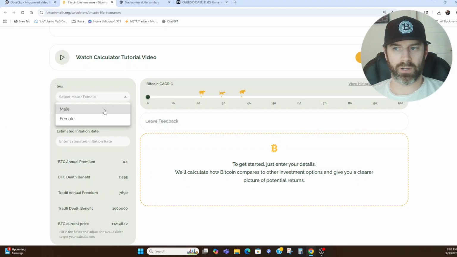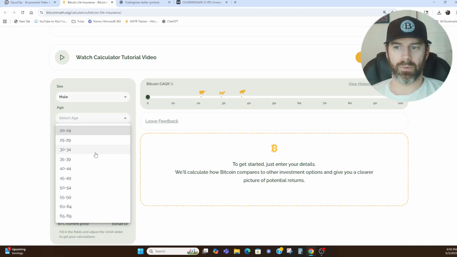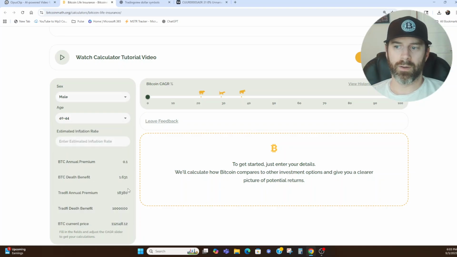Now, as you key in some of these inputs, a couple of these numbers will change, which I'll show you here. If I say I'm a male aged 40 to 44, well, what just happened, right? The death benefit went down and the TradFi annual premium went up, because I'm still paying the same amount in my Bitcoin policy no matter what, but the amount of my death benefit is going to go down as my risk goes up. I'm a male, that means more risk, right? If I change this, then all of a sudden my death benefit goes up, and you can see my TradFi annual premium also goes down.